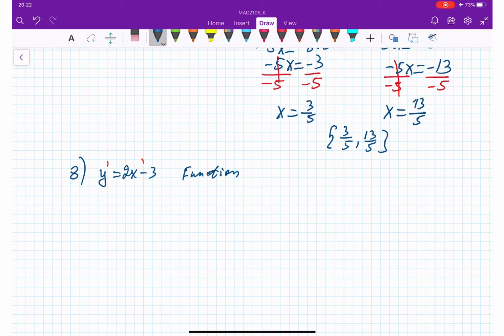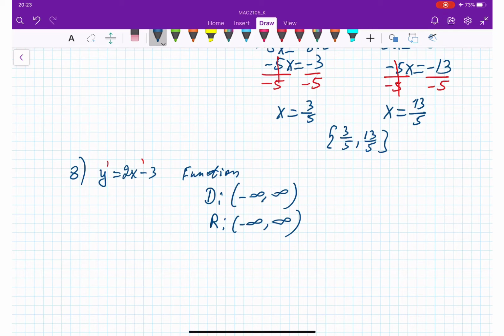Now domain. Domain, what values can x have? Are there any restrictions? Restrictions usually for x pop up when we have division by x. Do we have division by x? No, we don't, which means domain is going to be negative infinity to positive infinity, meaning any number. And as a rule, when domain is negative infinity to positive infinity, range automatically is negative infinity to positive infinity. Okay.